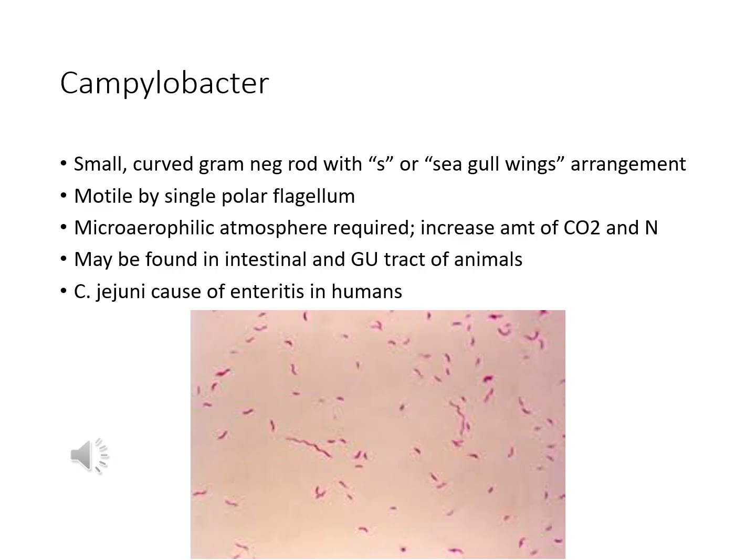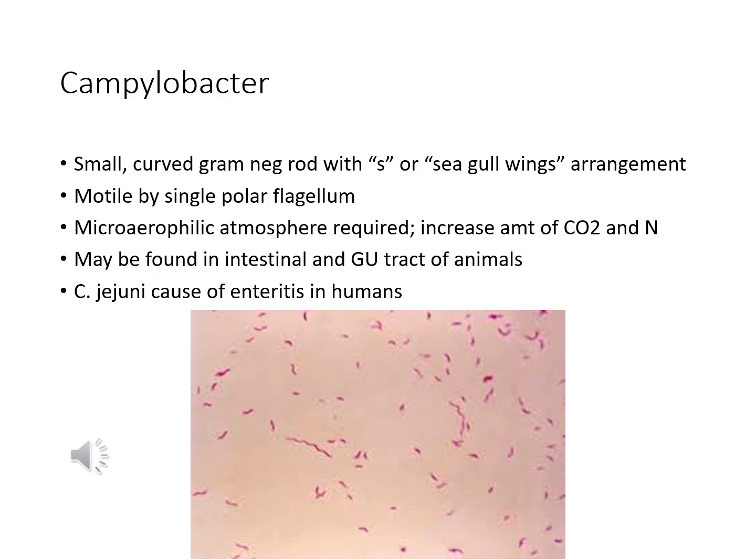Campylobacter, or Campy, is a small gram-negative rod, once again with an S or seagull-wing shape, looks like at least. It is motile, and it has a single polar flagella. Campy is microaerophilic, so we need a decreased amount of oxygen and increased carbon dioxide and nitrogen. So anytime you see the word microaerophilic, you need to think about Campy.